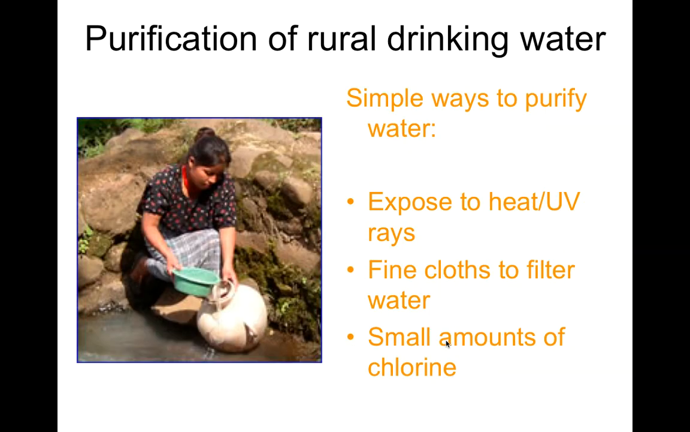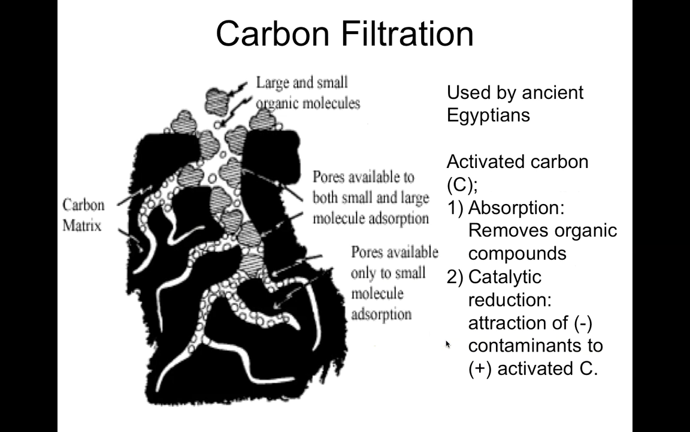So what if we don't have water treatment facilities? Not everybody does. Some simple ways that you can purify water is you can expose it to heat and UV rays. You can heat up the water, boiling it. That's what this does. You can also filter water with cloths. So this is kind of what you guys did, but again, it will not necessarily take out the bacteria. But you can add small amounts of chlorine to your water if you have that available, which will purify and clean the water. You can also use carbon filtration.